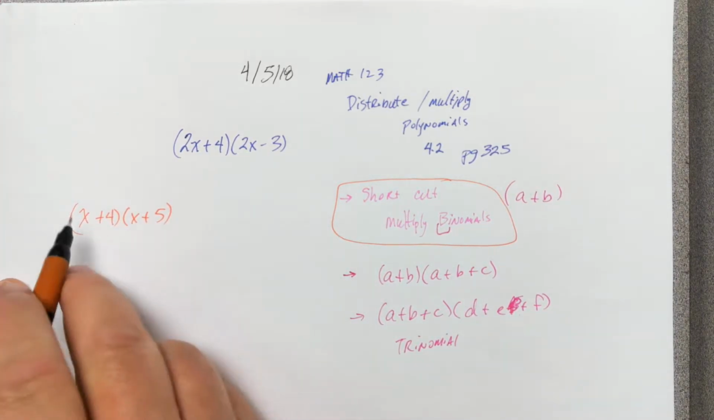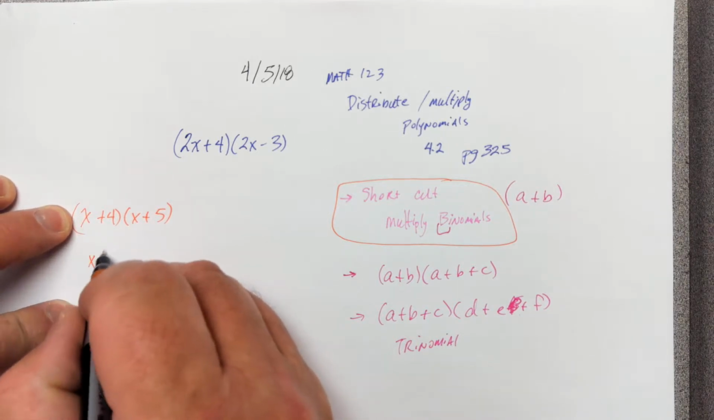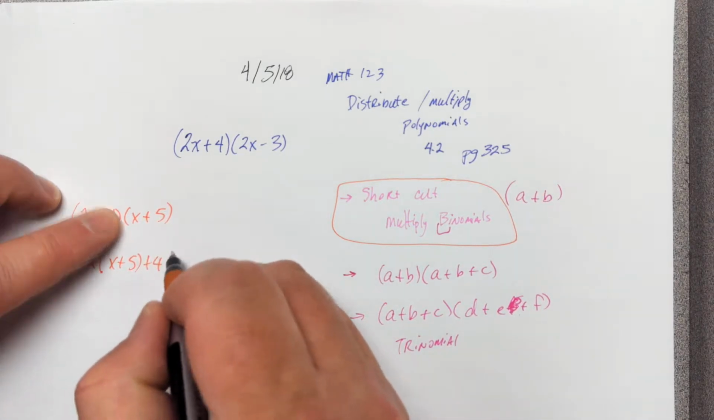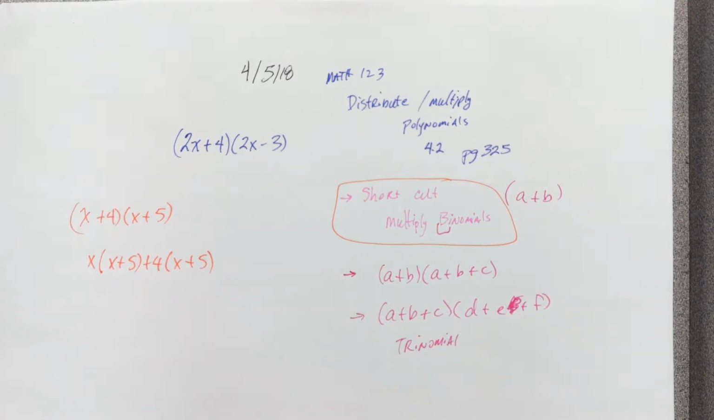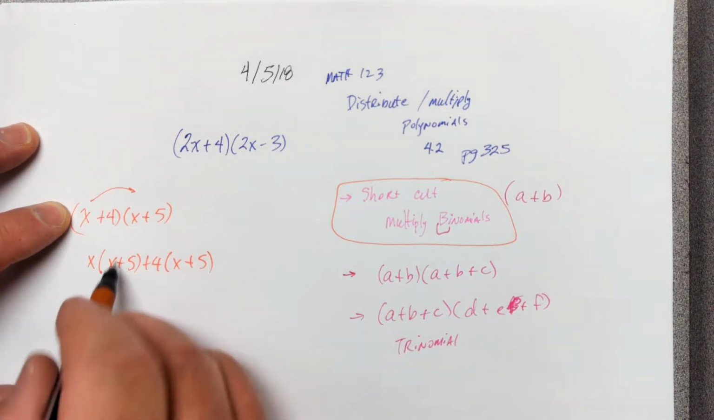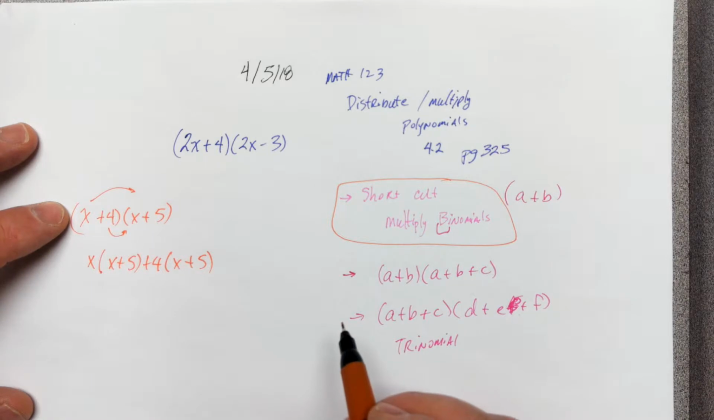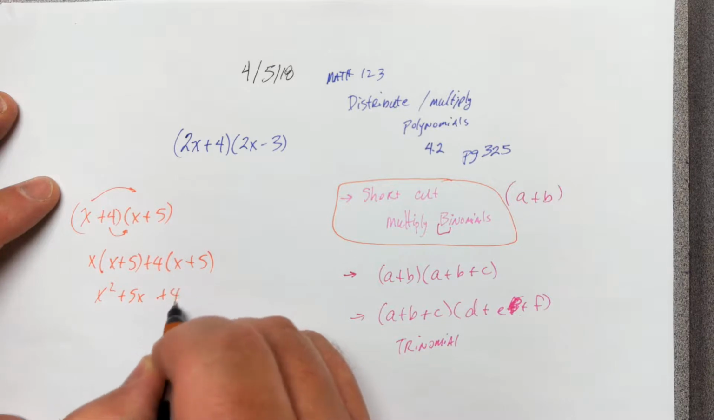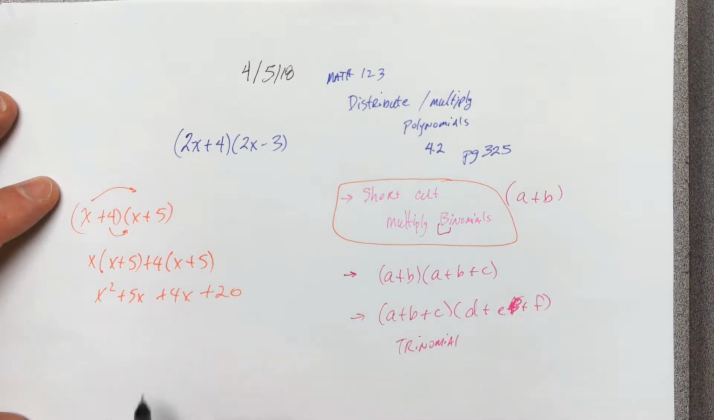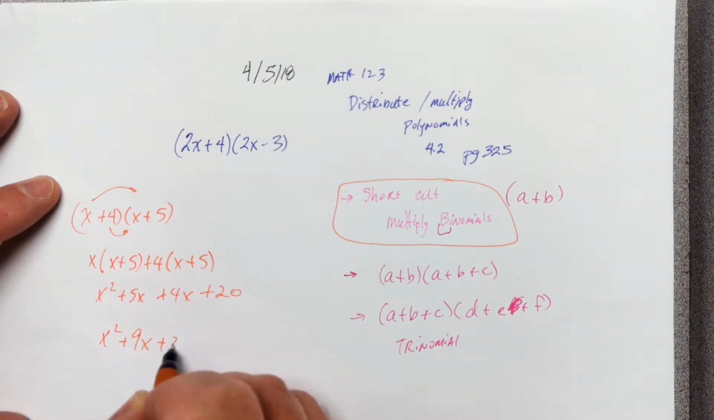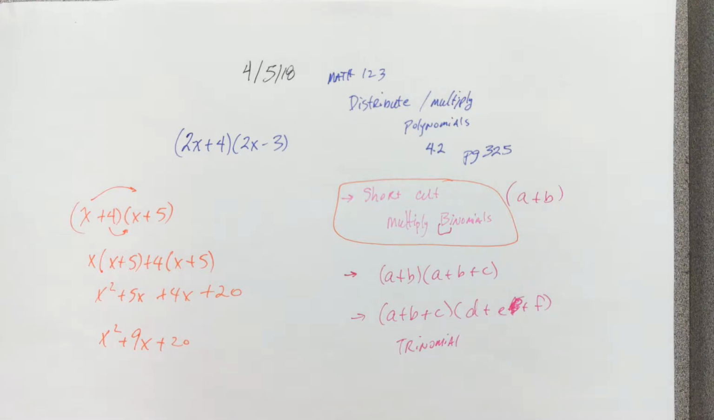Okay, ready? So if we wrote it out, it would be this x times that, plus 4 times that. Am I going too fast? We good? Okay. Again, look. x times all of that, you see? And then plus 4 times all of that. And then you distribute. So x squared plus 5x plus 4x plus 20. And then these two are the same, so you can add them. Okay? Then you're done. Finished.